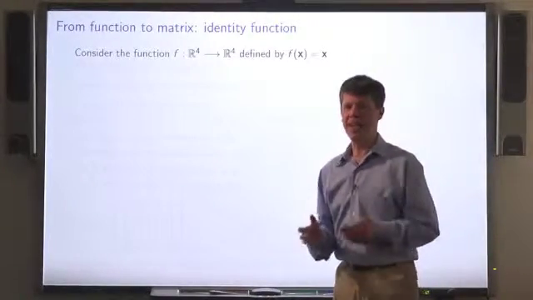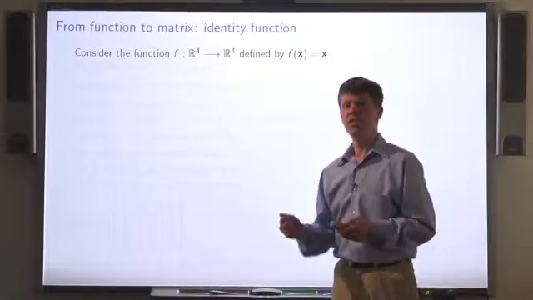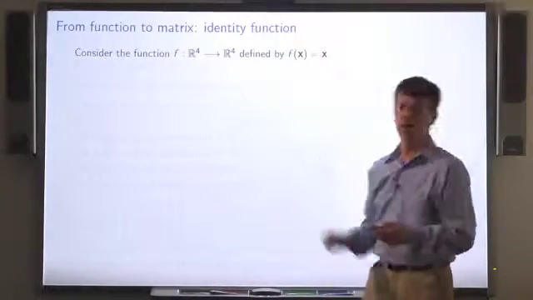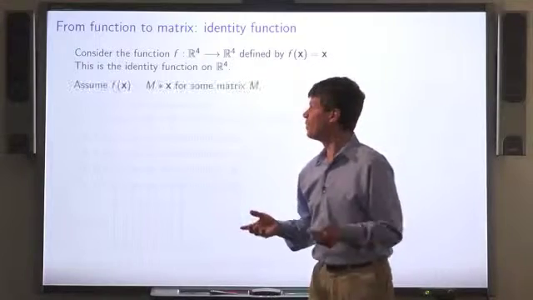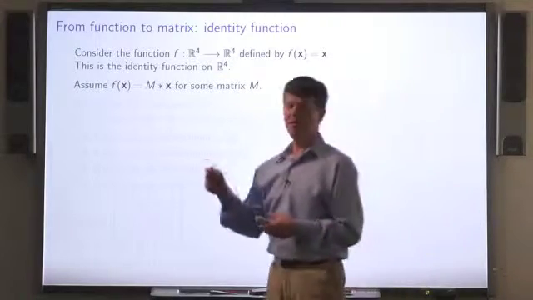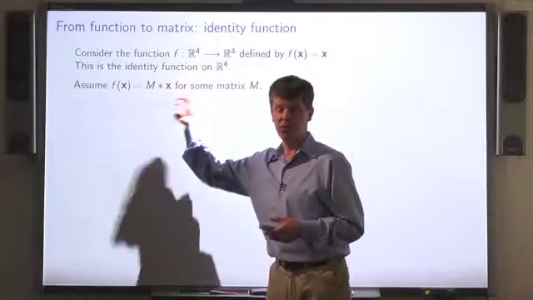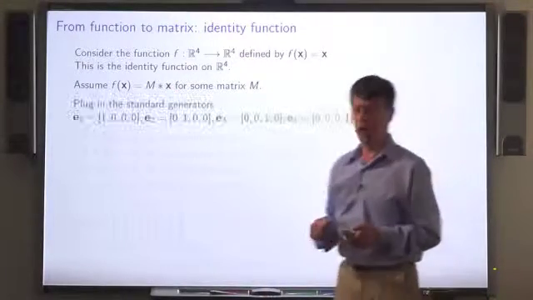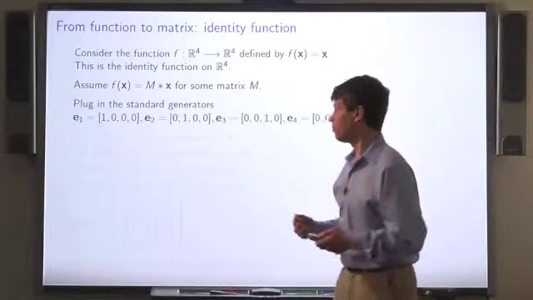Here's a simple example. Consider the function from R4 to R4 defined by f of x equals x. That's just the identity function. Now let's assume that f of x equals m times x for some matrix M, and let's figure out what matrix. Well, we plug in the standard generators.